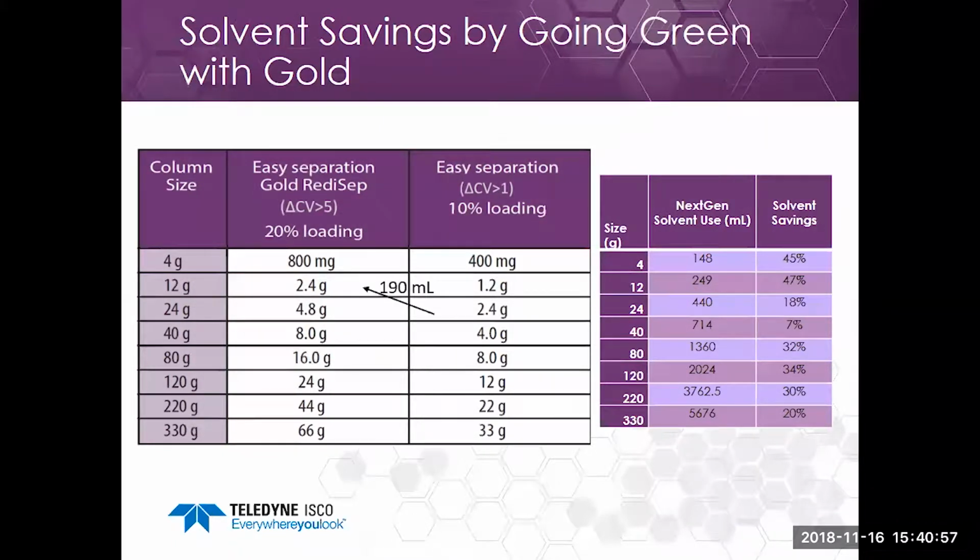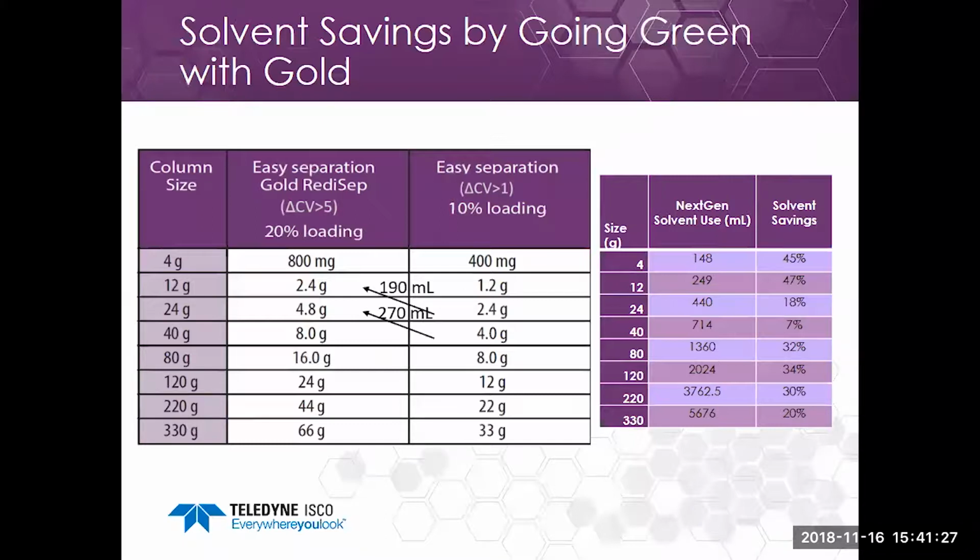But if you're able to load 2.4 grams on a ReadySep column on the right, and that's going to put you in a 24 gram column, we can actually load that onto a 12 gram ReadySep Gold column. So that's going to yield you almost 200 milliliters of savings just by going to the smaller column size. Same thing here going from a 40 gram to a 24 gram column. That's going to give you about 270 milliliters savings.